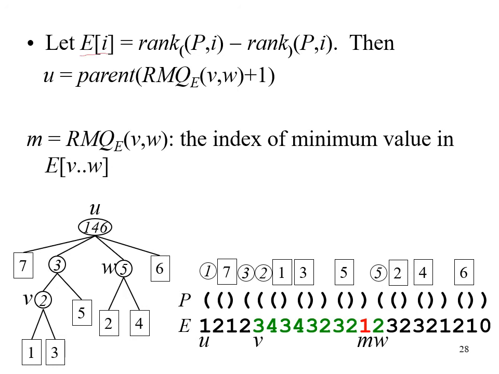Consider the excess array. Then the LCA is computed by range minimum and parent operation. In this case, V is here, and W is here, and we compute the range minimum. Then we go to the parent node. Then we obtain the LCA. Okay.